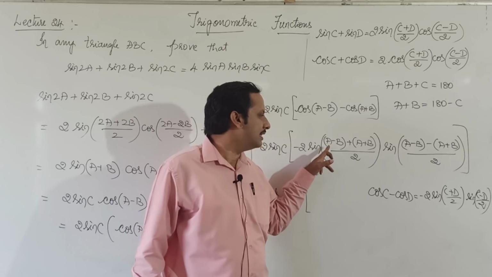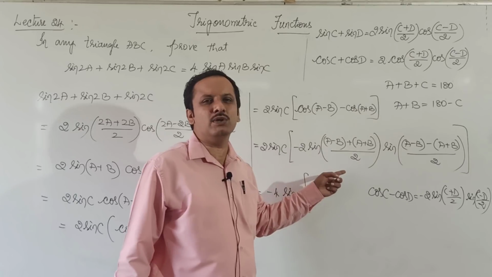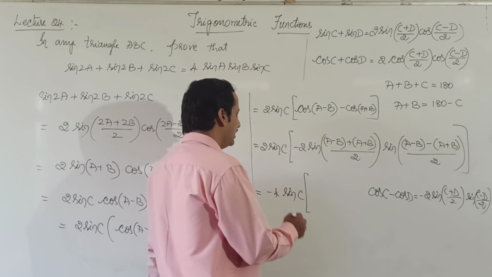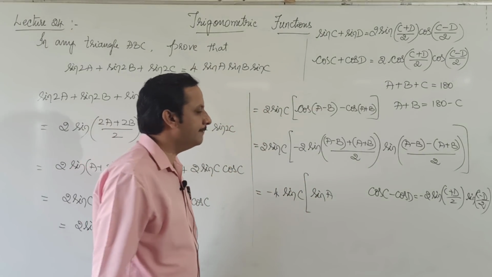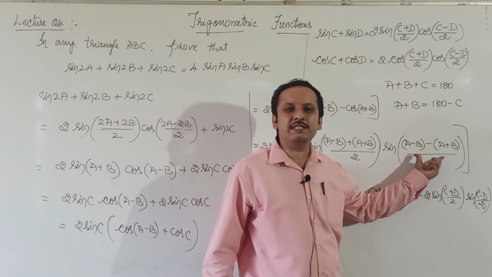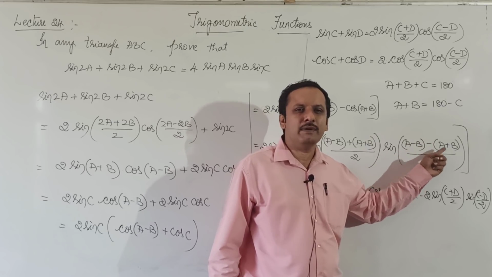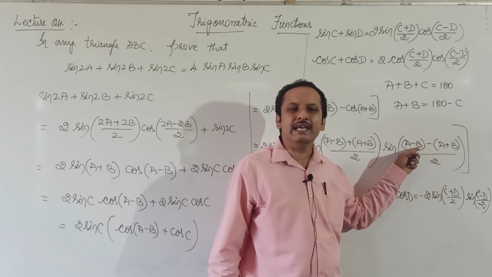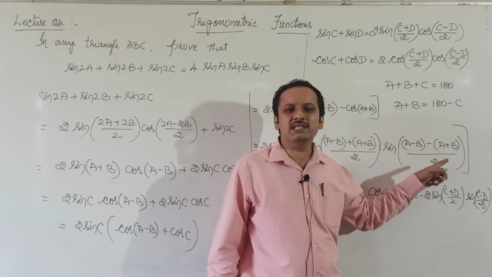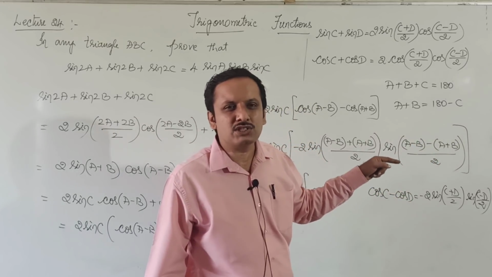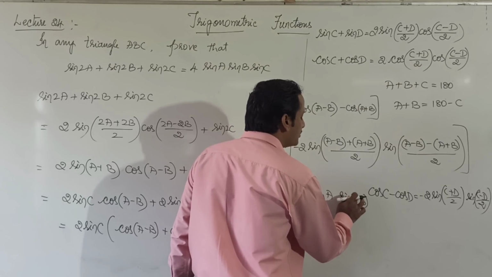B gets cancelled. Then A plus A is 2A. 2A divided by 2 will become A. So sin A. This minus 2 already we have taken out. And here let us see what happens. This on simplification will give us A minus B minus A minus B. Take this minus inside. A gets cancelled. Minus B will give you minus 2B. Minus 2B divided by 2 is minus B. Sin of minus B we get.